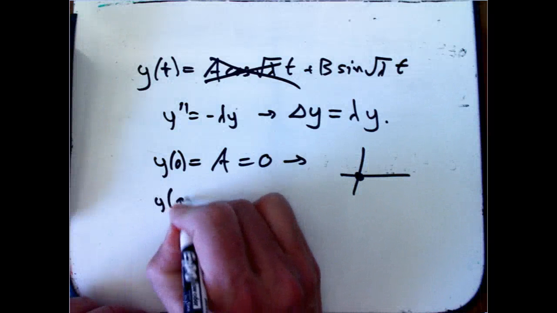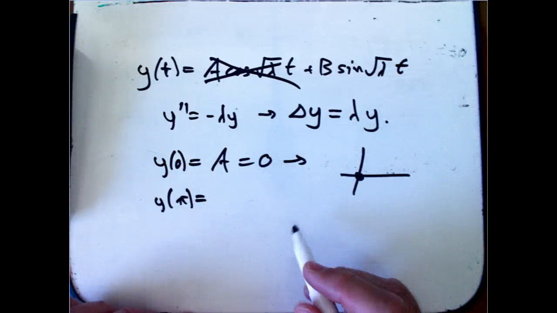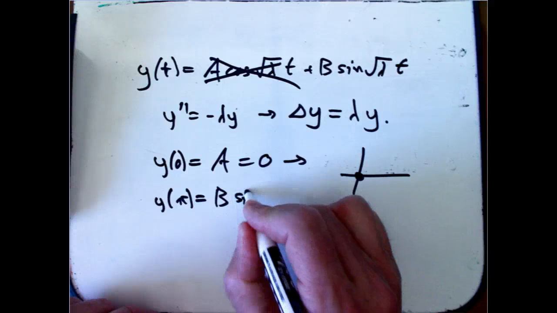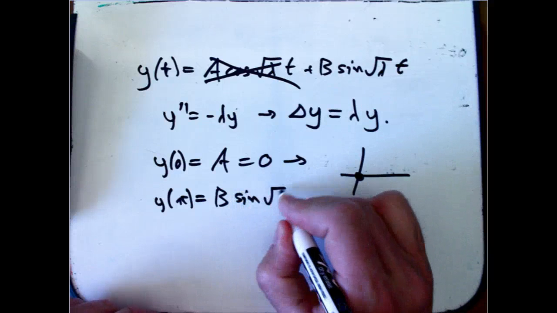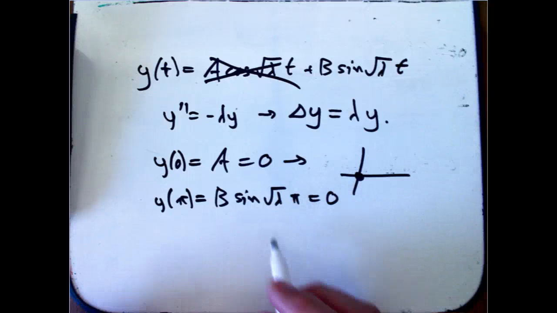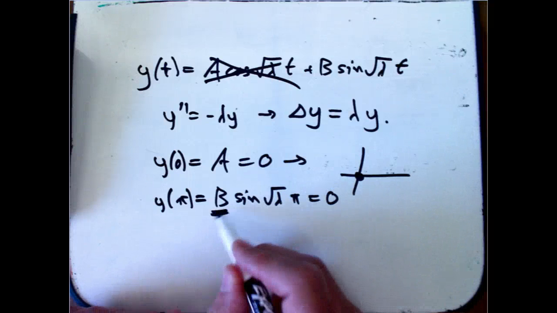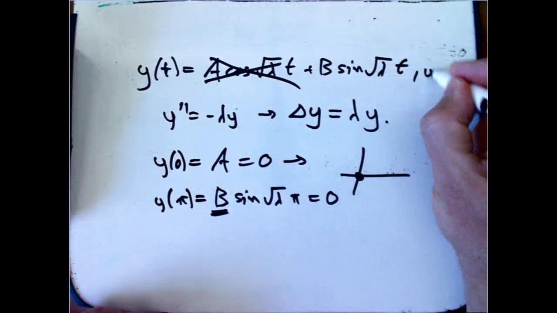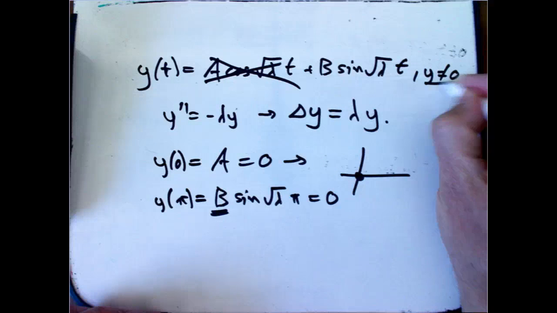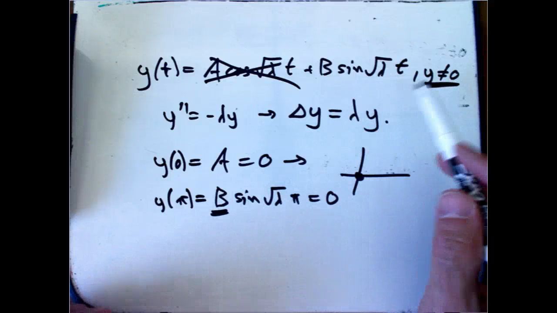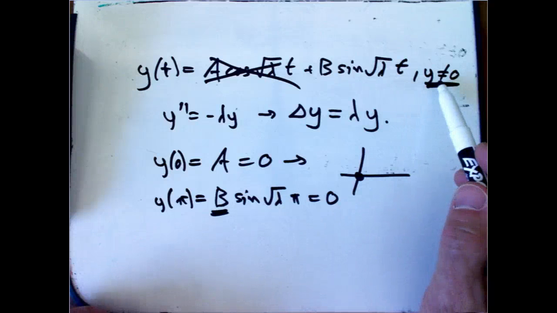And then y of pi. Well, now it's just this guy. It's just b sine root lambda pi, and that's supposed to be 0. Now, we could have b equals 0, but that would be stupid, because then this whole thing would be 0. And just like in the linear algebra case, we don't want y to be the actual 0 function. That's just totally useless and was an obvious and uninteresting solution.